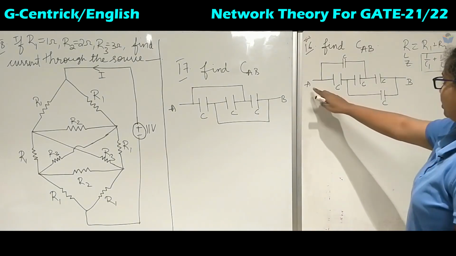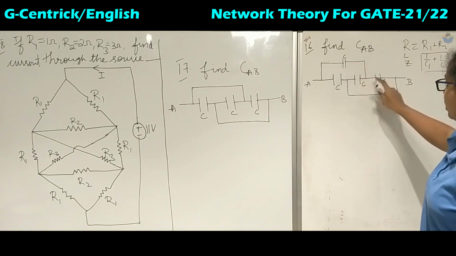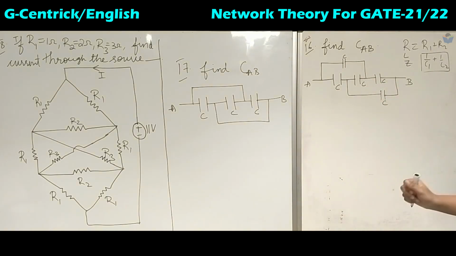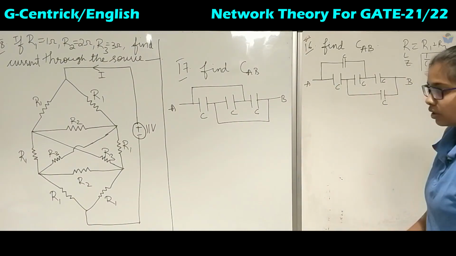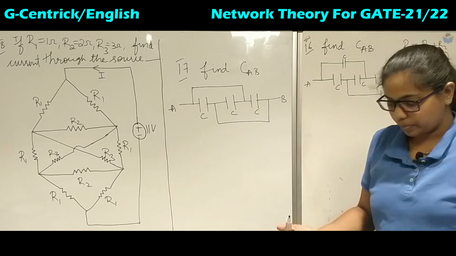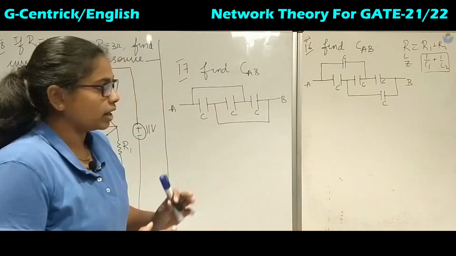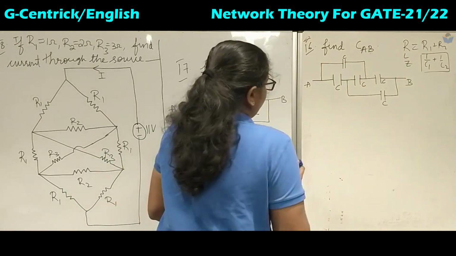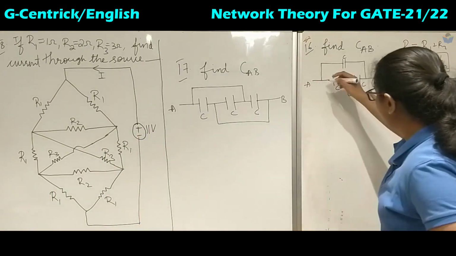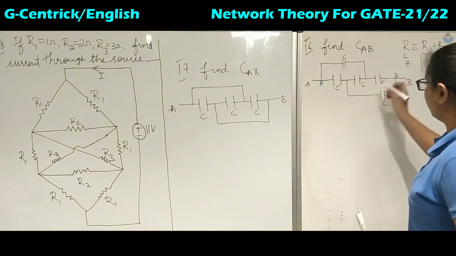Now they have given 5 capacitors, 1, 2, 3, 4 and 5. We need to find the equivalent capacitance between these 2 points. Whenever this type of zigzag pattern is given, we have already seen in the resistance problem that it might be a case of the Wheatstone bridge. Now if this is point A, this is also point A, this is also point B.